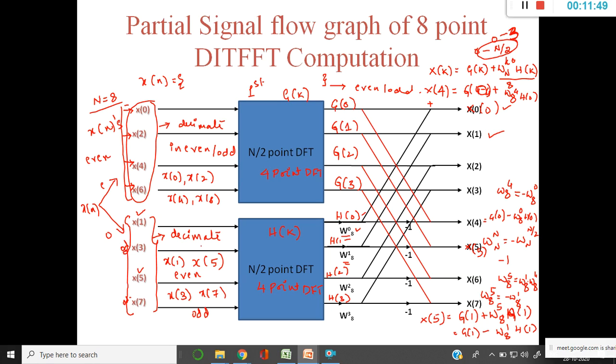So once again this sequence will be n by 2 by 2. What does it mean? N by 4 point DFT. So let us try to analyze that. We'll move to the next point, where we already derived this g of k value. I'll just write this.